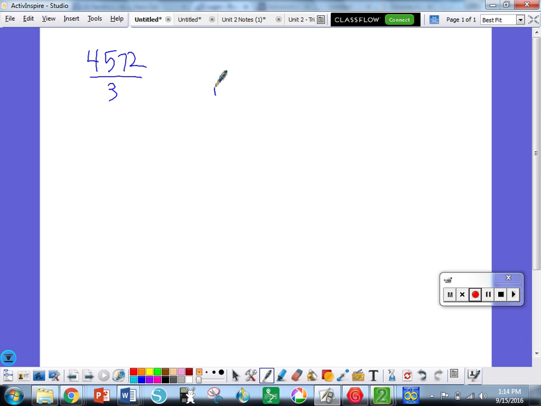How would you set that up? You have this little divide symbol, right? And what goes on the inside? What goes on the outside? The big number, the top number, goes in. The denominator is on the outside. And then what would you do?